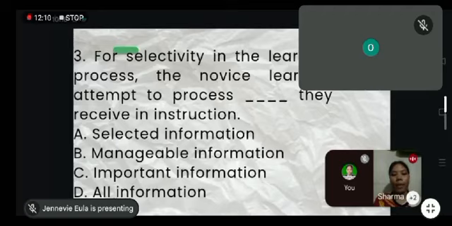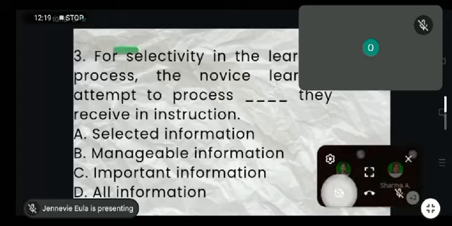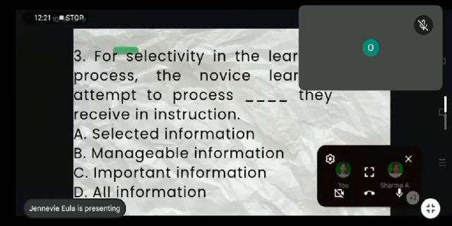Why is it D? So, novice learners usually try to process all the information presented to them because they have not yet developed the skill of selecting the most relevant information.